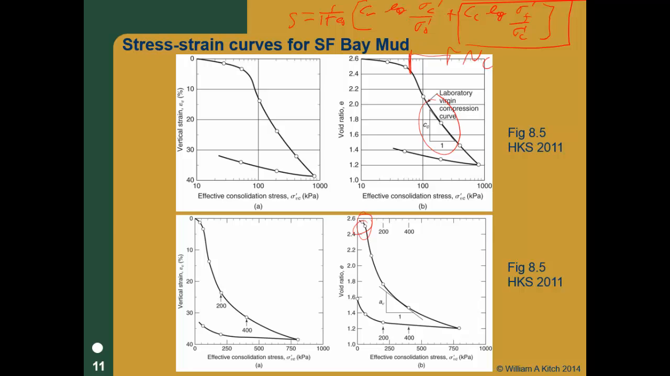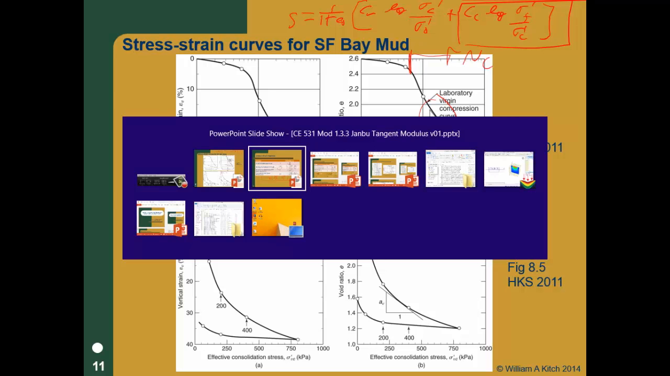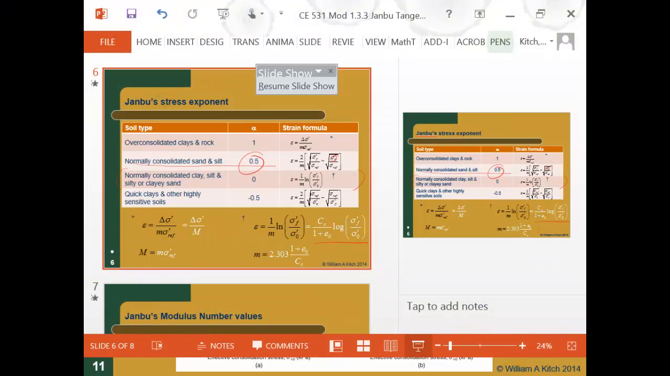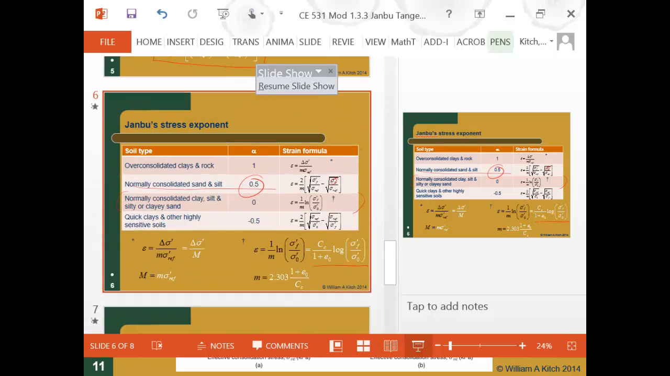So Janbu just puts all those behaviors in one simple form, an exponential form.